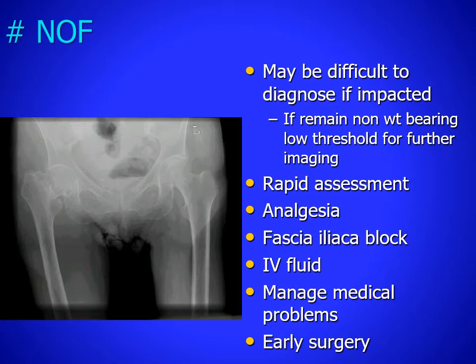People with suspected hip fractures should be assessed early. Adequate analgesia should be offered. This may include a fascia iliaca block, consider intravenous fluids, and address any medical problems. Delays in surgery are associated with negative outcomes for mortality and return to mobility.